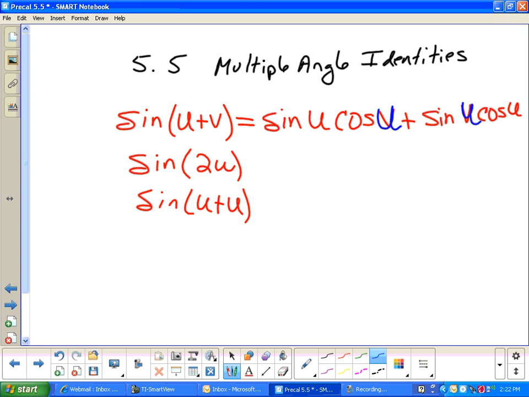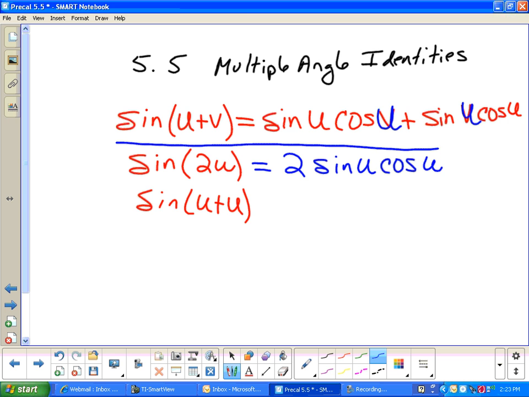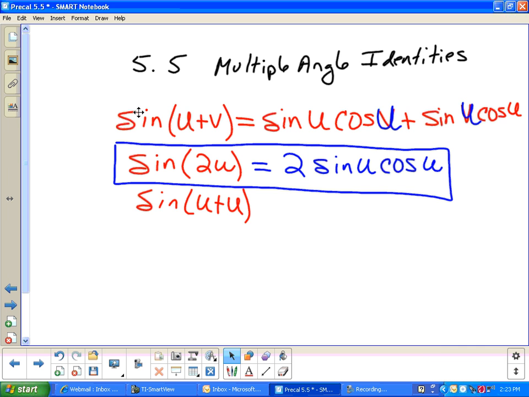And now if you look at it, it's even easier, because if you have sine u, cosine u, sine u, cosine u, and you've got 2 of them, that's the formula. No, not squared. They're not multiplied. It's just 2 sine u cosine u. Much easier formula. Yeah, it's a little bit easier.